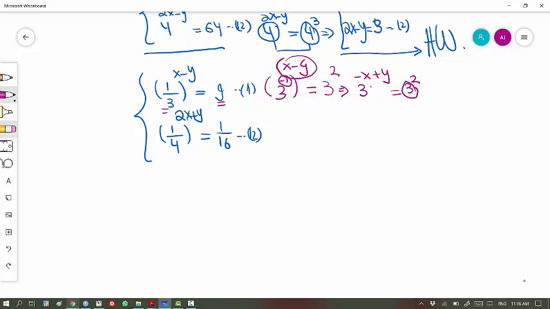Now we see we have the same base on both sides, therefore the powers become the same. That means minus x plus y is equal to 2. It is one of the equations. For the second equation, I do the same.